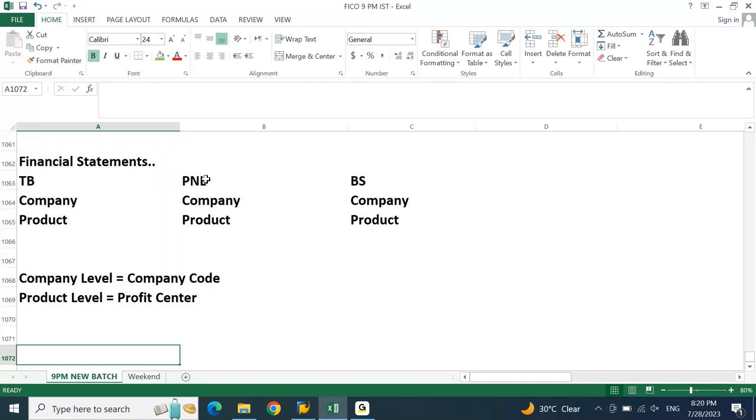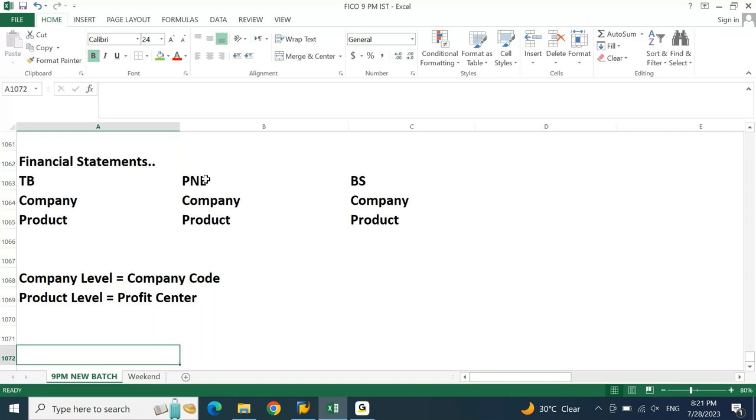Remember, at whatever the sub level, apart from your company, you want to look at your TB, P&L, balance sheet, straight away we will go and create a profit center for it. Whether it is a product, whether it is a location, whether it is a branch, whether it is a division, whatever it is. Apart from company code, at whatever the level you want to look at your TB, P&L, balance sheet, this level is called profit center. In SAP, this level is called profit center.